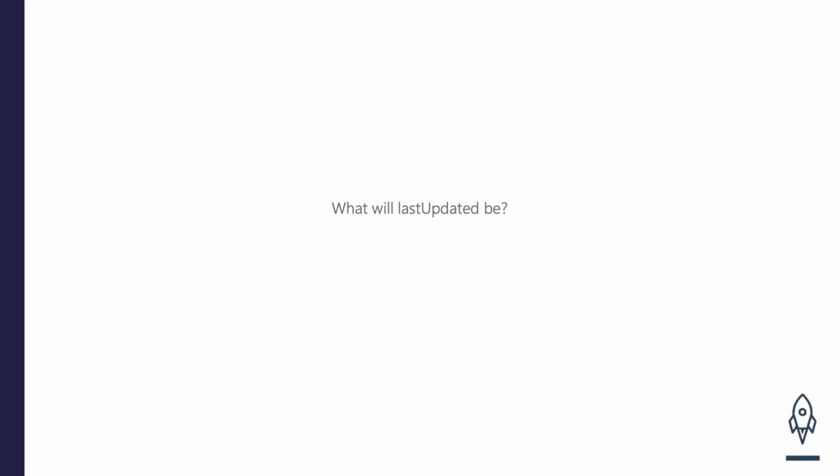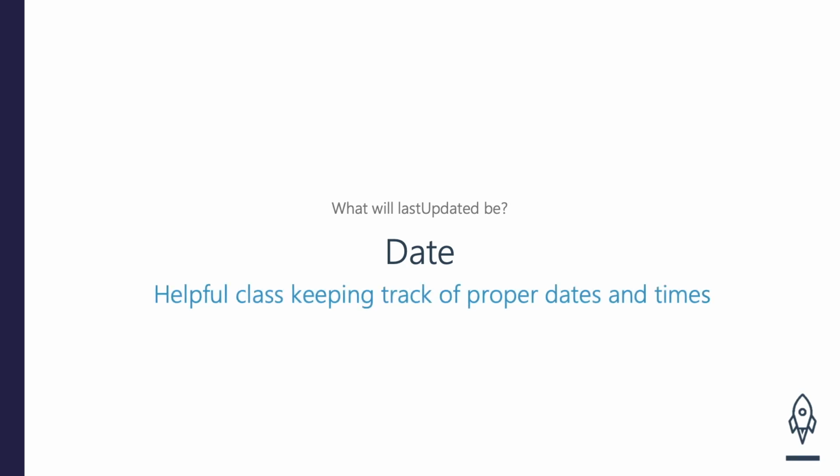12-1-2020, but Java offers us something even better to help manage our dates, because dates and times can actually be pretty tricky. We know that dates and times can be different depending on where you are in the world. Therefore, we're going to be using the class date in this studio for last updated, because it really does help us keep track of the proper dates and times for our users and for ourselves.